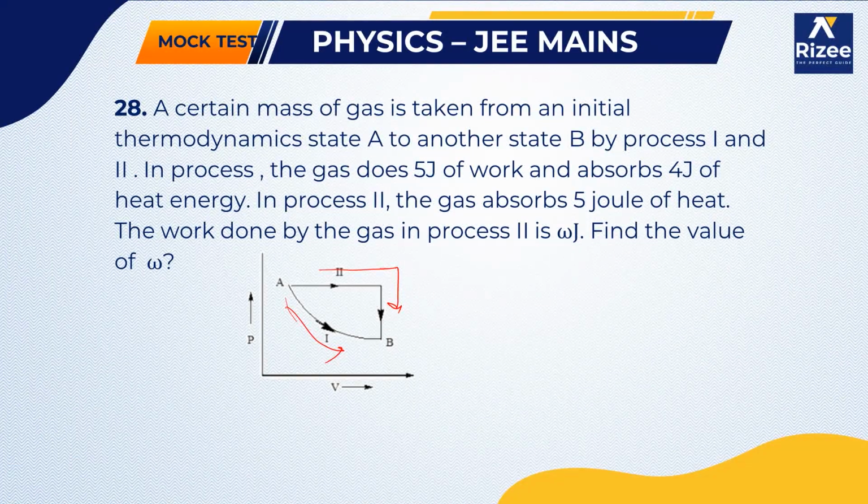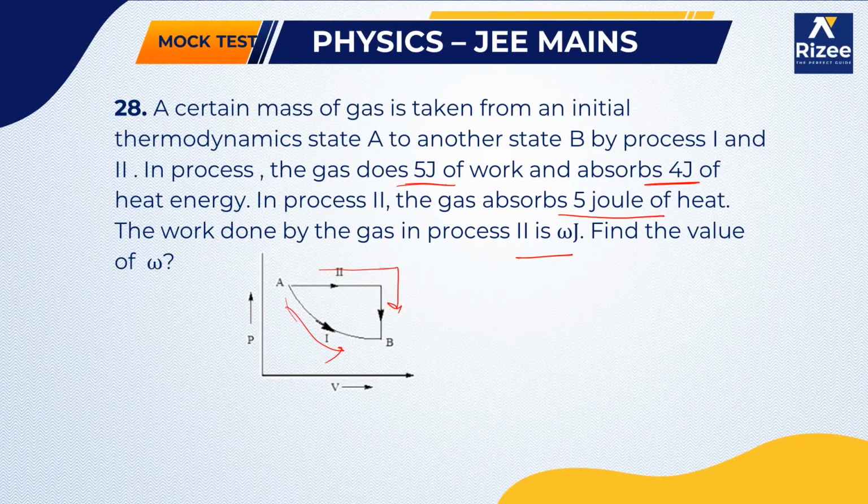The gas does 5 joules of work and absorbs 4 joules of heat energy. So work done is 5 joules, and heat absorbed is dQ equal to 4 joules, dW equal to 5 joules. In process 2, the gas absorbs 5 joules of heat. He is asking for the work done by the gas in this process 2, W joules.